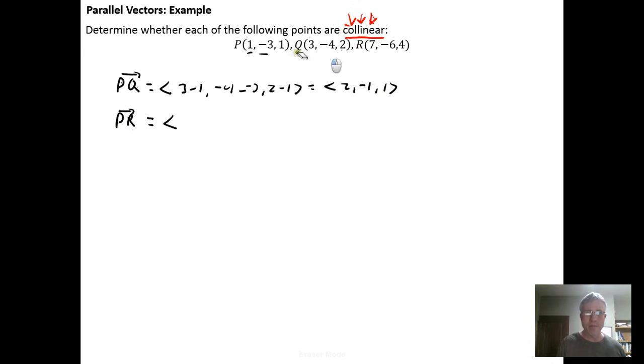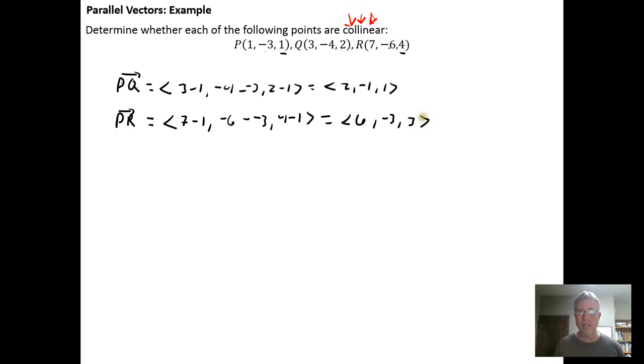So the vector from P to R is going to be the vector 7 minus 1, negative 6 minus negative 3 in the y component, and 4 minus 1, which is going to equal the vector 6, negative 3, 3. And as in the previous video, if these 2 vectors are parallel, then there's going to exist a scalar such that 6, negative 3, 3 is going to be equal to the scalar times the vector 2, negative 1, 1.